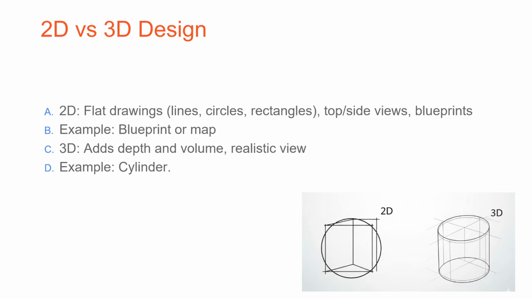Let's talk about 3D design, which adds depth and volume to your drawings. You can rotate your object, view it from any angle, and simulate real world appearance. For example, a 3D table looks exactly like a real table. You can see its top, sides, and legs. Here is a tip: try to think in 3D when designing, even if you start in 2D. It will help you visualize the final object.